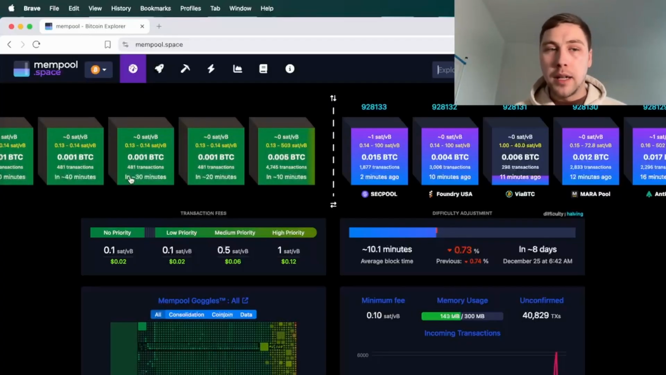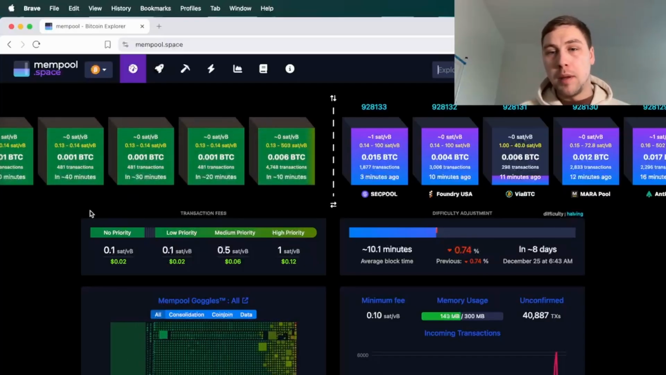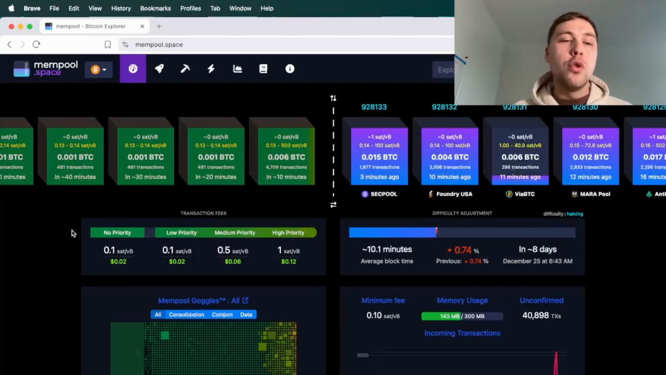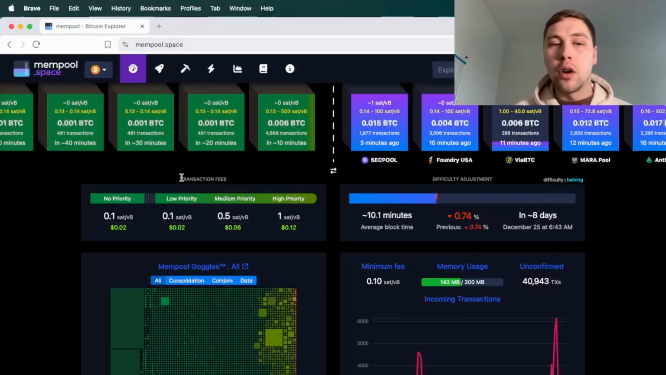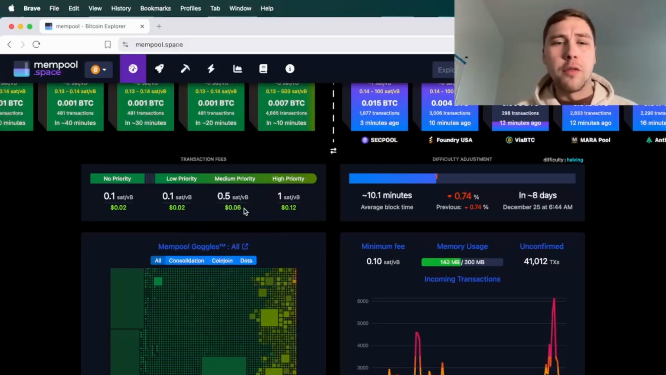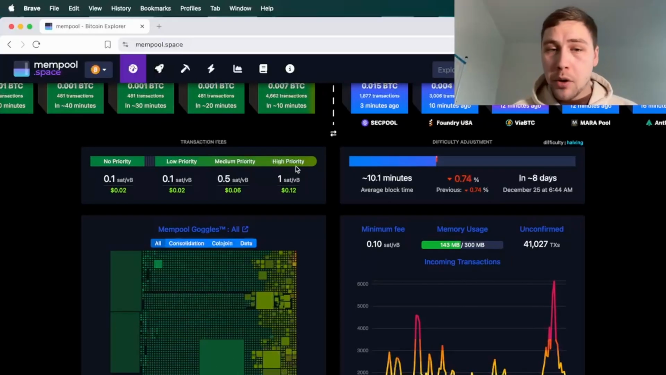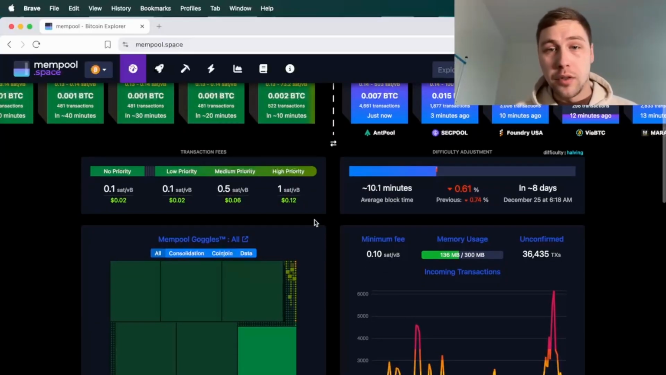One useful thing for beginners on mempool is, for example, if you're looking to make a transaction and you're using a wallet that doesn't really show you the accurate fees, or maybe they're bumping up the fees to take a cut for themselves or whatever it is, you can always come to mempool.space and check the real fees on the Bitcoin network. At the moment, the medium priority is 0.5 sats per vByte, so it's around 6 cents at the moment of recording this video. High priority is 1 sat per vByte, and these are actually pretty good fees.